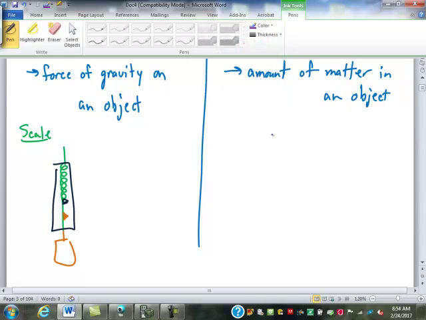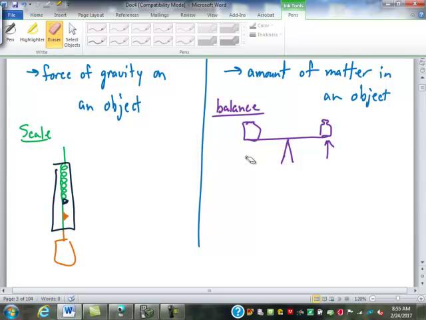Mass is measured with what's called a balance. So you have the object we're trying to measure on one side, and on the other side, we use known masses until it balances. And when the two balance, then whatever this known mass is here is the mass of the object we're trying to measure.